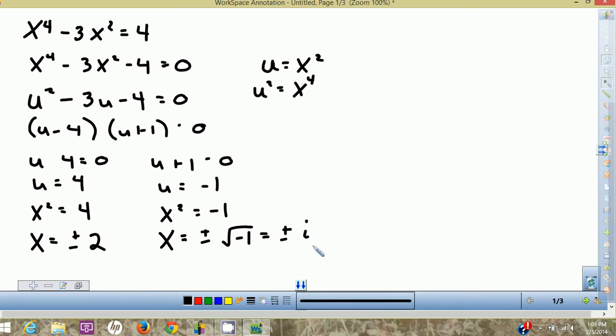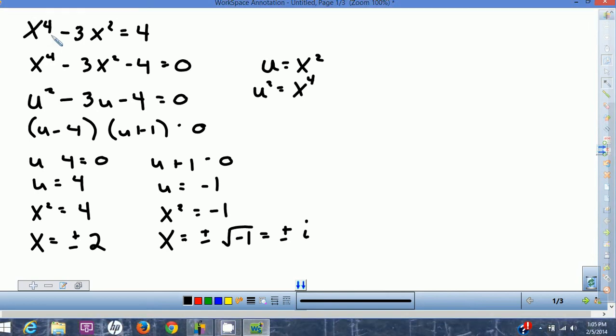All right, so my solutions to this are x is equal to positive and negative 2, x is equal to positive and negative i. How many zero solutions, roots, do I have? I have 4. 1, 2, 3, 4. X to the fourth, I should have 4. But how many of them are x-intercepts? Well, only these 2, because these 2 are not real numbers.